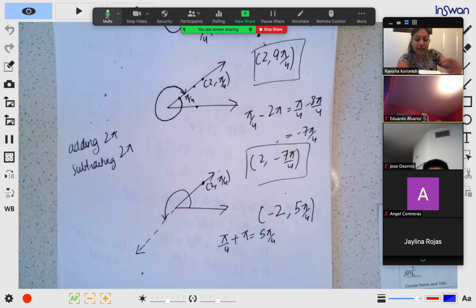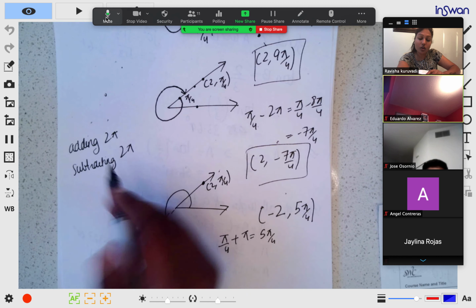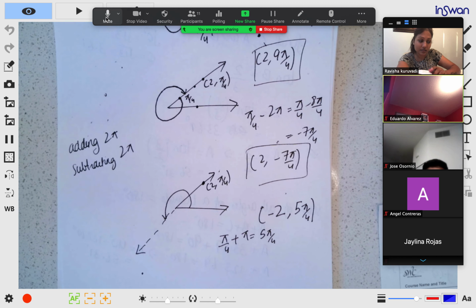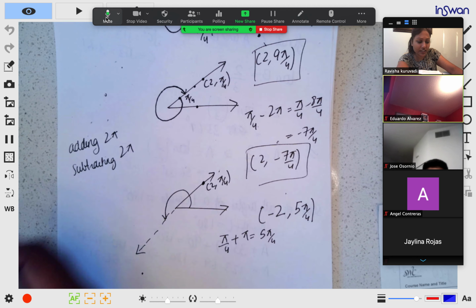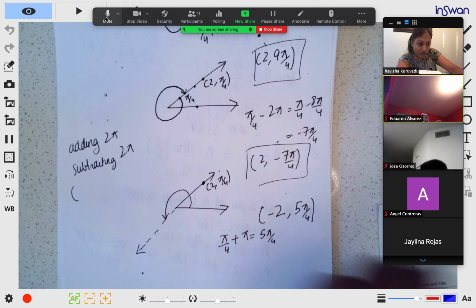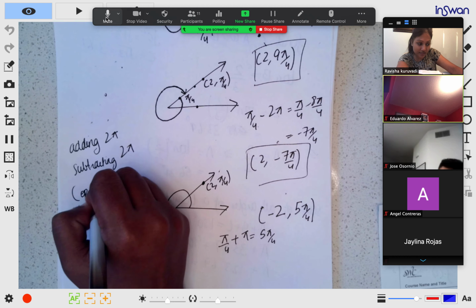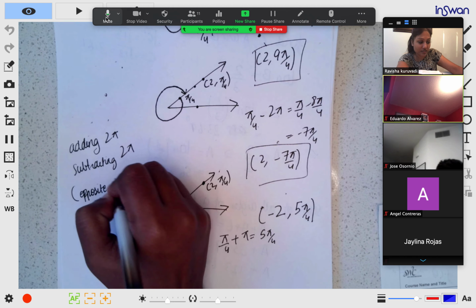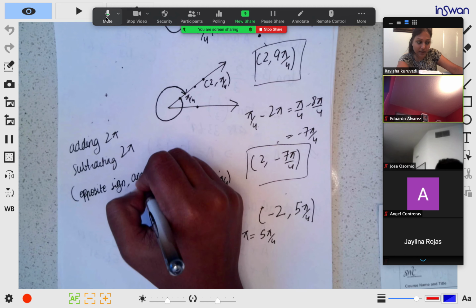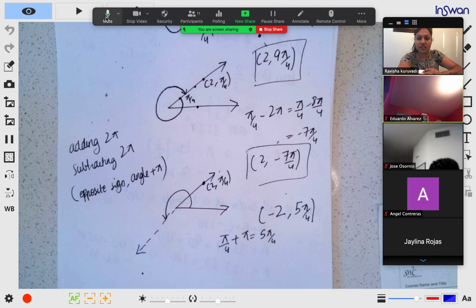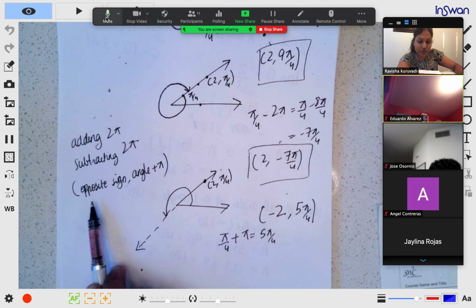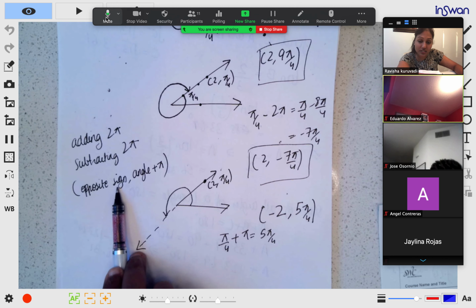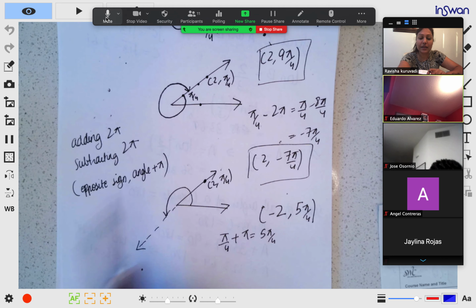So if you add 2 pi, you will get the same point. Subtract 2 pi, you will also get the same point. But the other coordinate is the opposite sign, and then you add pi to the angle. So these are the 3 ways you can get the same point: by adding 2 pi, by subtracting 2 pi, and by changing the sign, the opposite sign. If it's positive, make it negative. If it's negative, make it positive. And in the angle, you add pi.